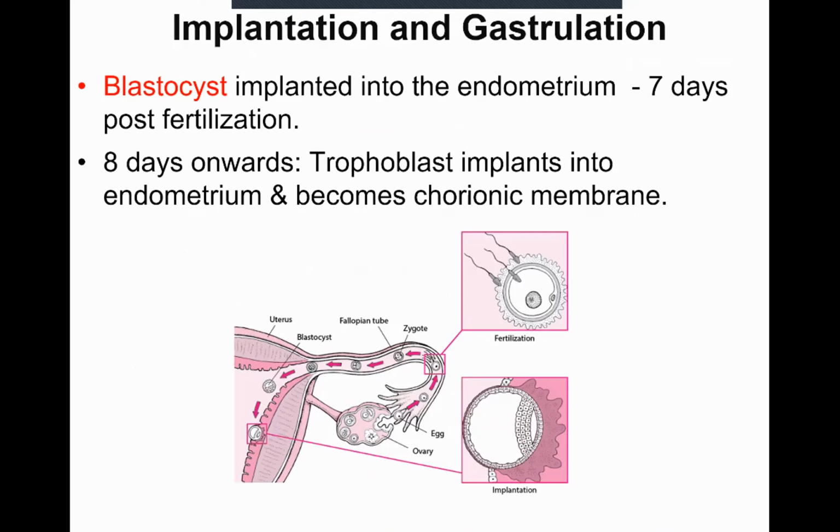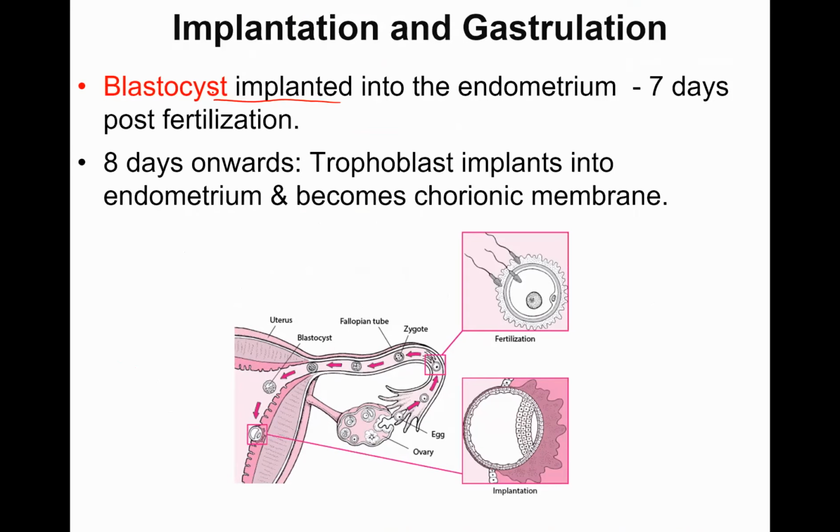Okay, implantation process. Remember I did mention in class that the implantation process happens maybe around 7 to 8 days, right? Or the process altogether may take up to 12 days after fertilization. So usually around 7 to 8 days. Okay, the blastocyst implants in the wall of the uterus, right? Around 7 days after fertilization.